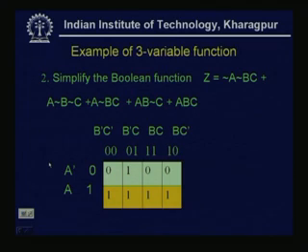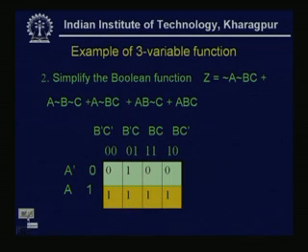Now, we take another 3 variable function: A bar B bar C plus A B bar C bar plus A B bar C plus A B C bar plus A B C. Here there are 1, 2, 3, 4, 5 min terms. So, the 5 min terms we put in the K map, and the min terms will be A bar B bar C, A B bar C bar, A B bar C, A B C bar, A B C.